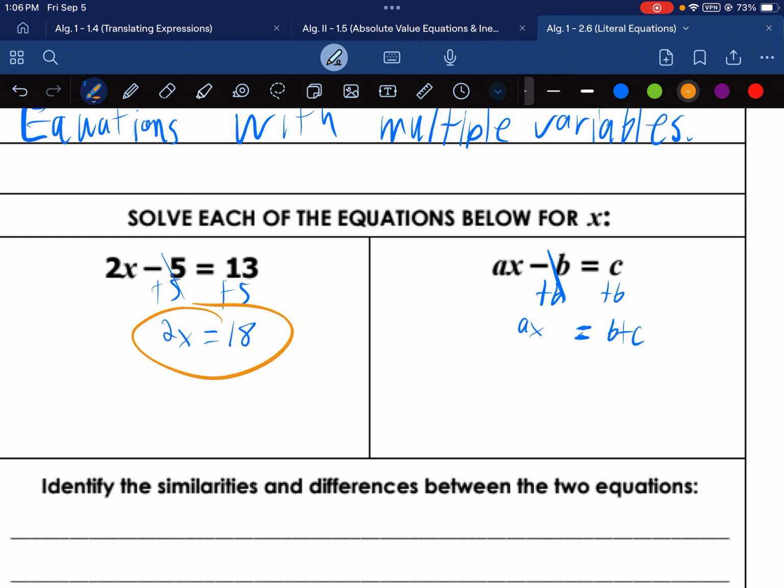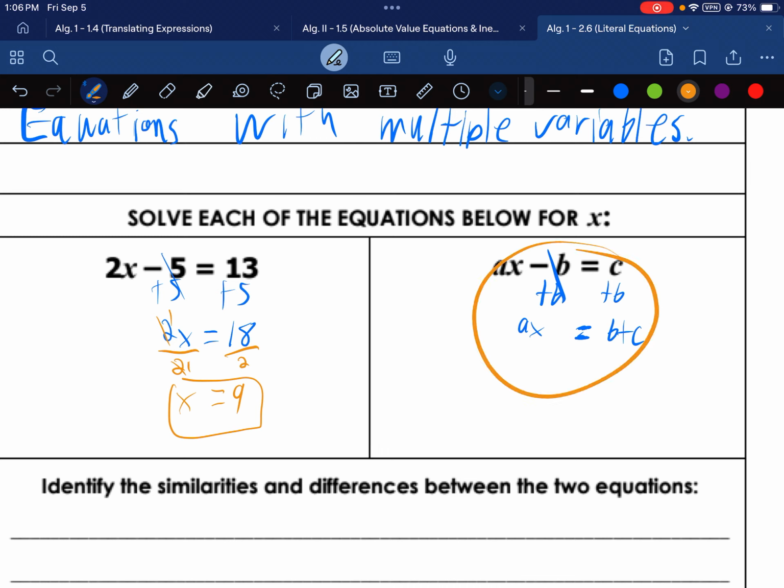Now our next step over here would be to undo the multiplication of 2 with x, and so we divide by 2. And so 2 and 2 reduce, and we get x, or 1x, and then we divide by 2 on the other side as well and get 9. And that's our answer because x is by itself.